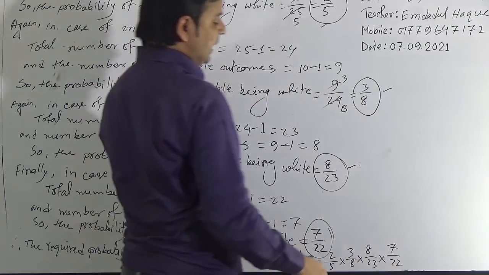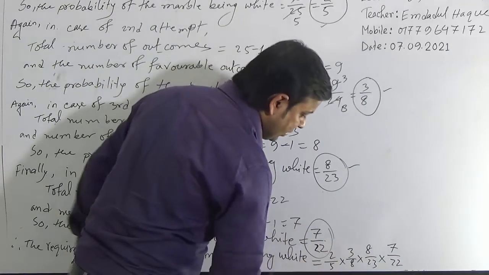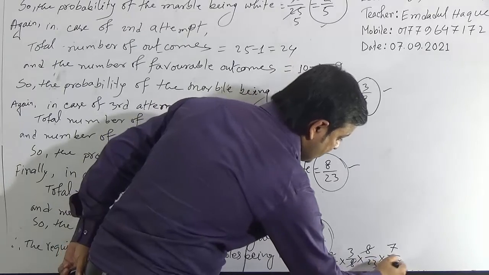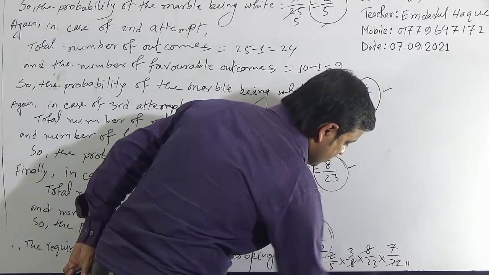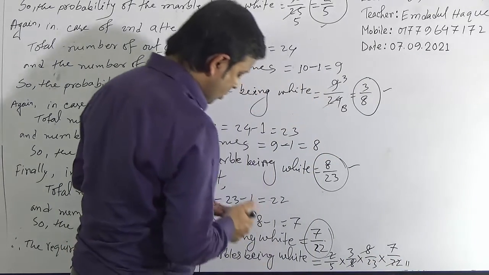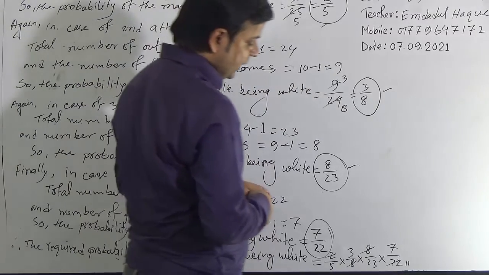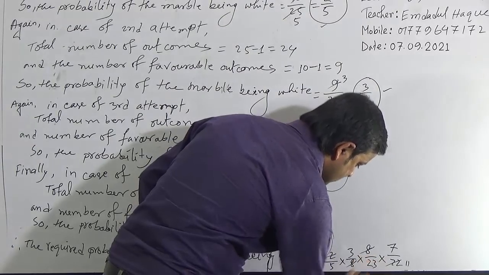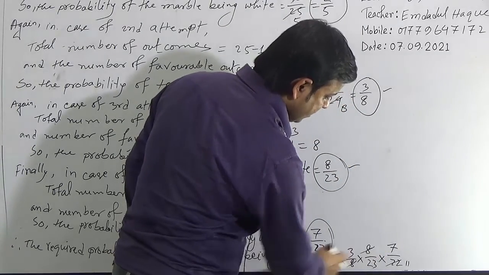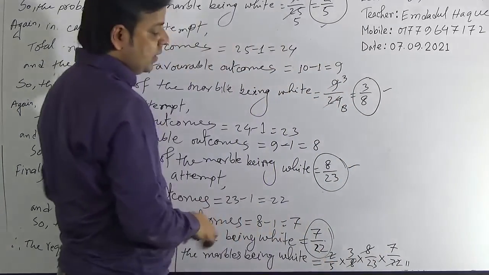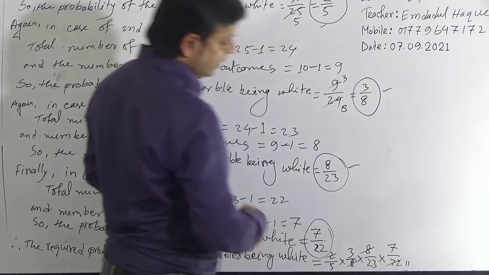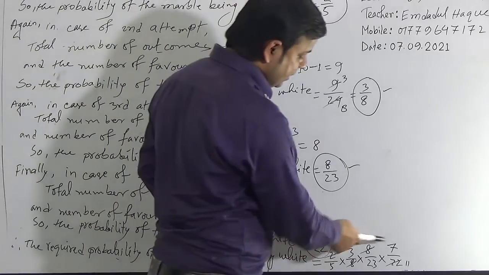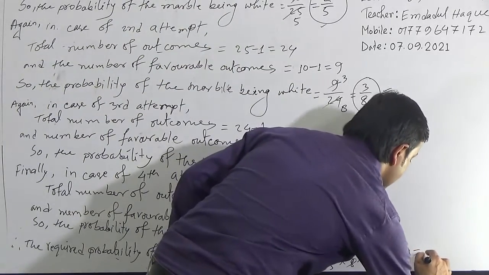So now we can calculate here. If we calculate, what will we get? We can cut 8 and 8. We can cut 2 and 22, that is 11 here. Can we cut more? We can't cut. 23 is a prime number, 5 is a prime number, here is no number divisible by 5. 7 is a prime number, no number in the denominator divisible by 7. So we take the product of 3 and 7, that is equal to 21.